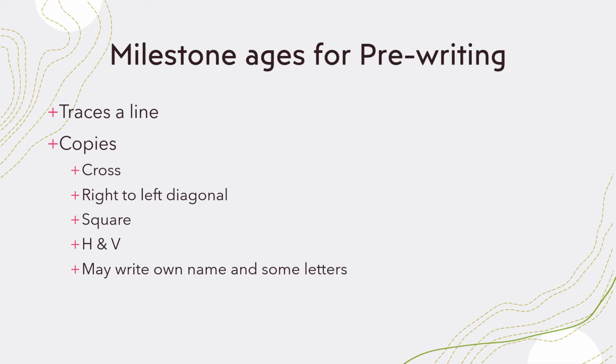Same as copying an H and V will also be around 4.5 years old. A child may write their own name and some of the other letters of the alphabet anywhere from 4 years old to 6 years old. All of these ages may seem rather old compared to what current school standards are, and that is part of why this video is so important, so that teachers and the general public are aware that while a child may not be fully writing, they are still developing normally.